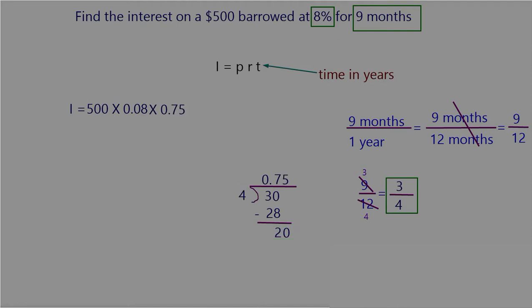So to calculate the interest now, we do the principal multiplied by the rate, multiplied by the time. And we get $30.